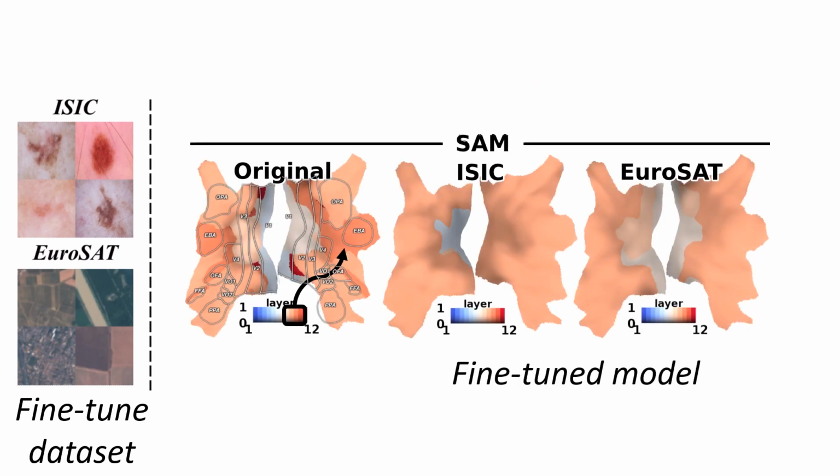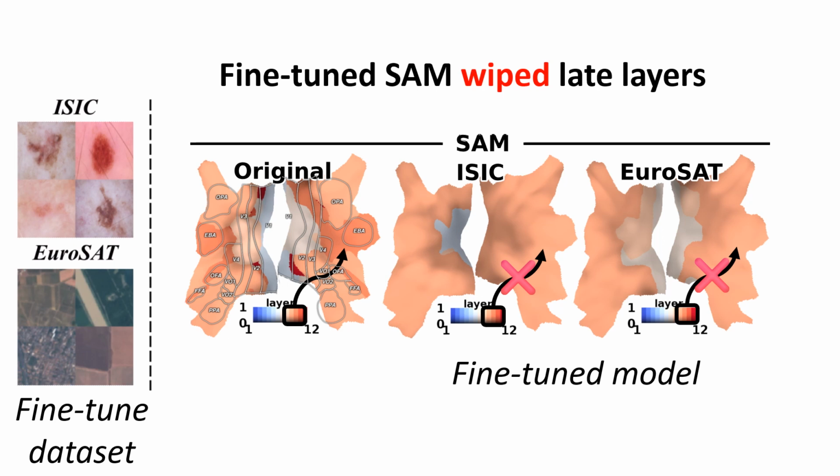The same rerouting and forgetting happened to SAM. After fine-tuning, SAM's late layers lose alignment to the brain. This means fine-tuning completely reshaped SAM's late layer computation.